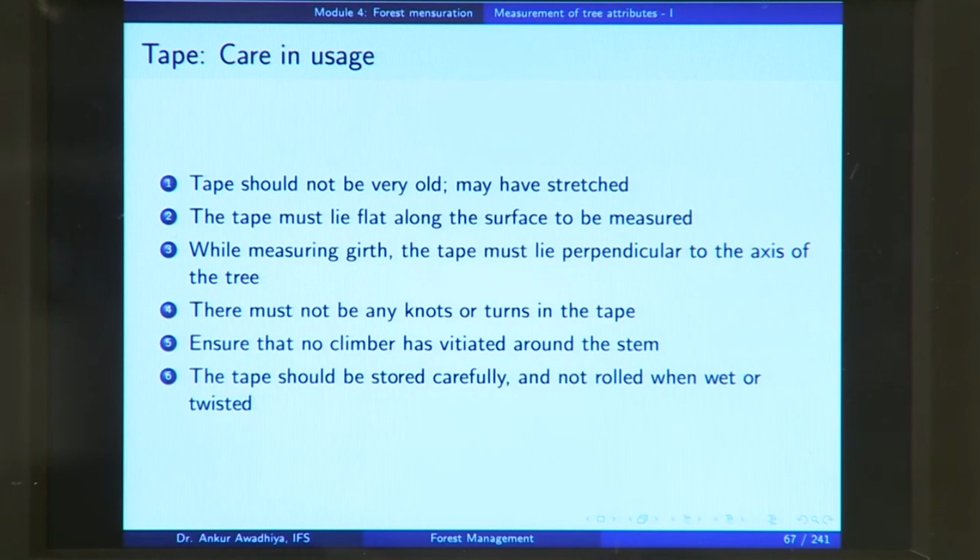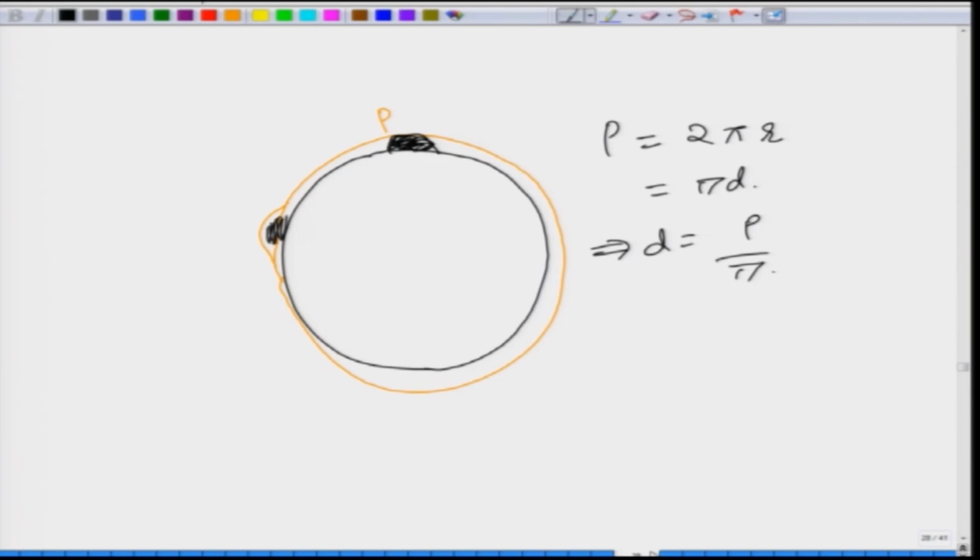Secondly, the tape must lie flat along the surface to be measured. At times, your tape does not lie flat on the surface. So, we saw the situation here, in which your tape should have been straight like this, but in effect it was going like this. So, this is one care that needs to be considered when you are using a tape.